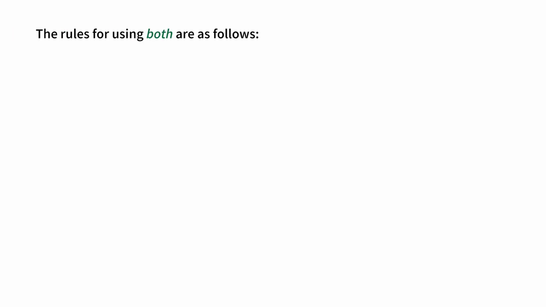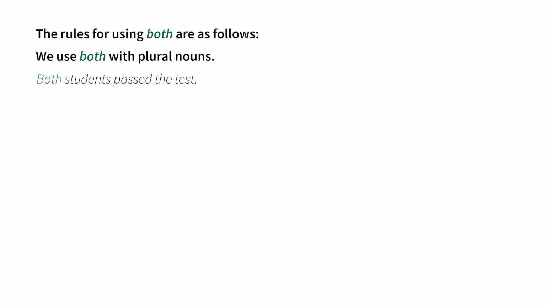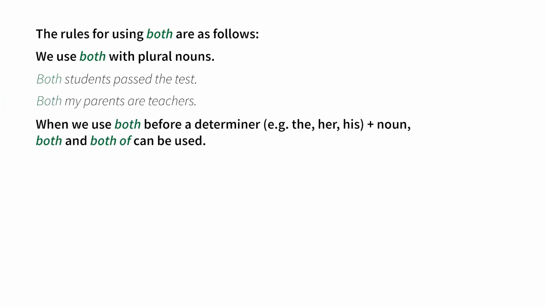The rules for using both are as follows. We use both with plural nouns. Both students passed the test. Both my parents are teachers. When we use both before a determiner, the, her, his, plus noun, both and both of can be used. He knew both my children. Equals. He knew both of my children.